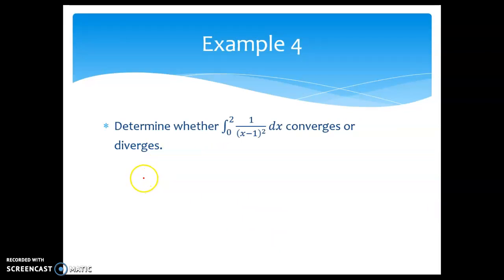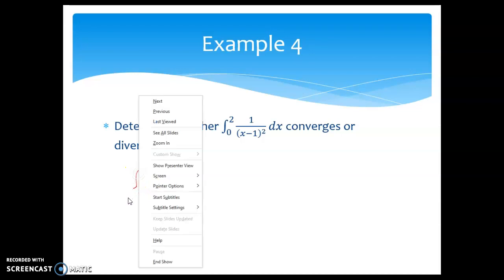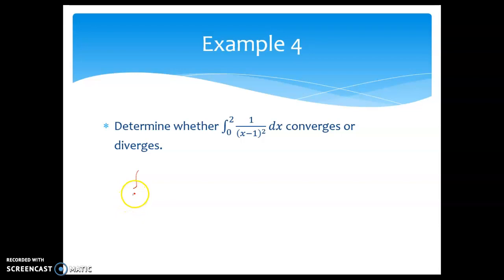So here we're going to discuss this. Determine whether the integration from 0 to 2 of 1 over (x minus 1) squared dx converges or diverges. First, we're going to partition it into the integration from 0 to 1 of 1 over (x minus 1) squared plus the integration from 1 to 2 of 1 over (x minus 1) squared dx. So let's take this one. If this one diverges, that means the other one also will diverge.